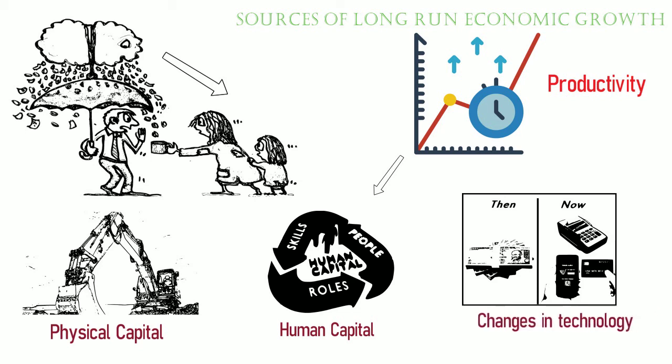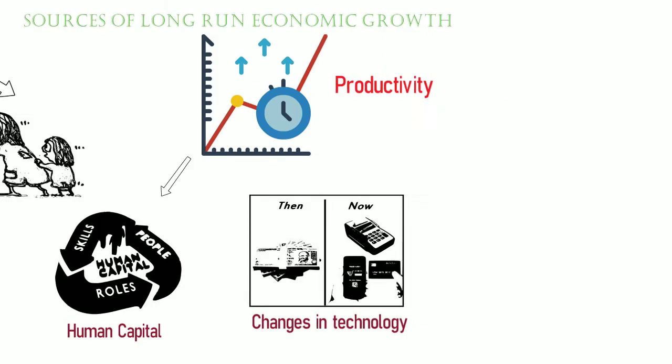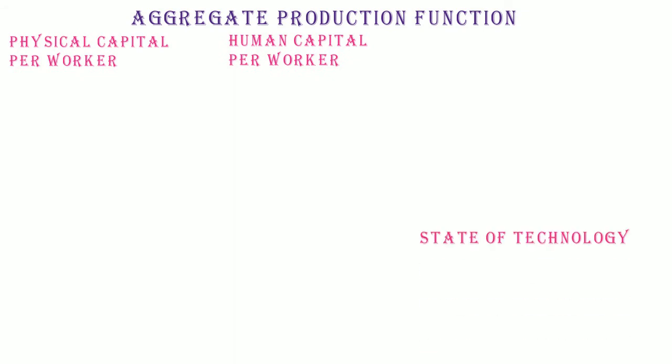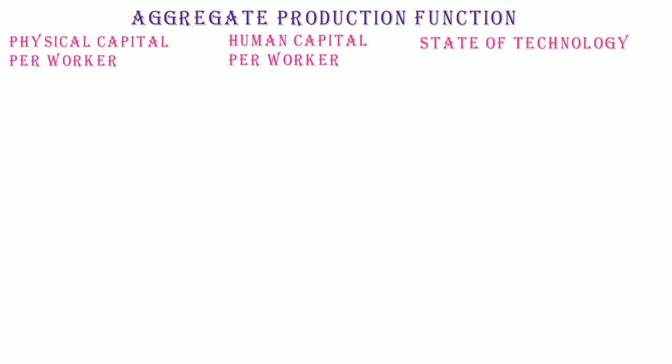Now, we are clear that productivity is higher when workers are equipped with physical capital, human capital, and better technology. These effects can be put into numbers using a term called the aggregate production function, which shows how productivity depends on the quantities of physical capital per worker, human capital per worker, and also the state of technology. The aggregate production function can be represented using various empirical formulas.